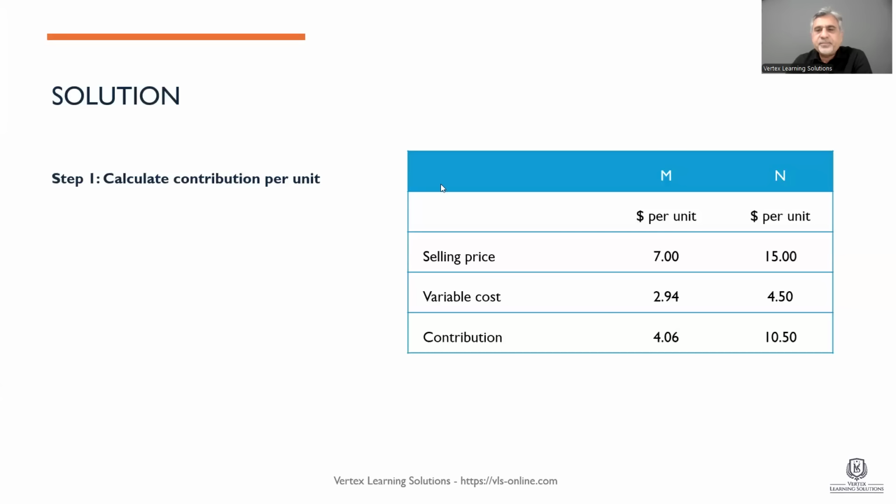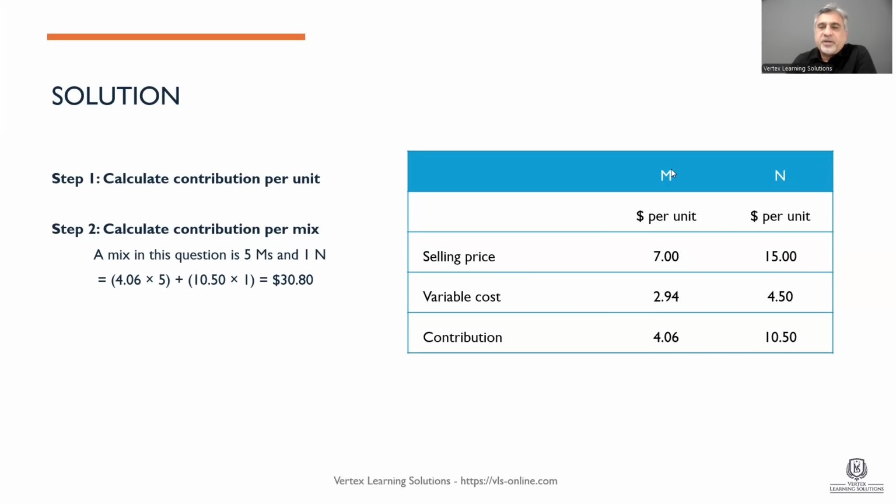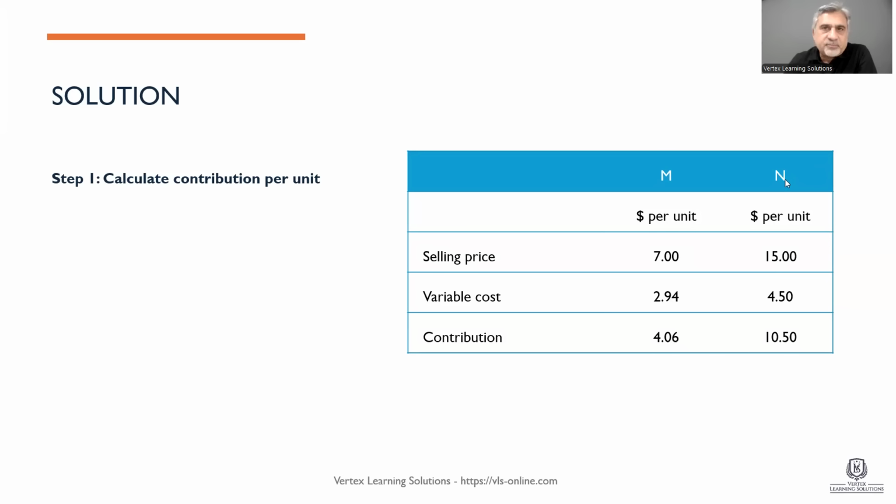Let's see the solution. Calculate the contribution per unit. This is always the first step. So for M and N, selling price is 7 and 15, variable cost is 2.94 and 4.50. It was given in the question. So we got a contribution of 4.06 from M and 10.50 from N. And remember that M is sold in quantity of 5 and N is sold 1. So for every 5 M, there has to be 1 N. This is a limitation in this method. If you change this ratio, then you cannot apply the formula.